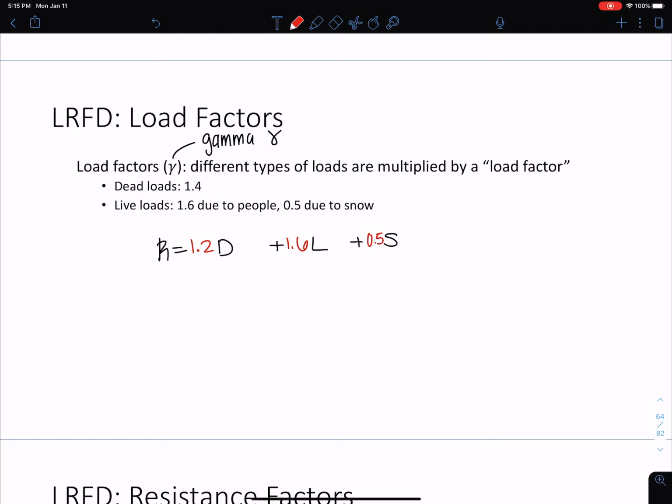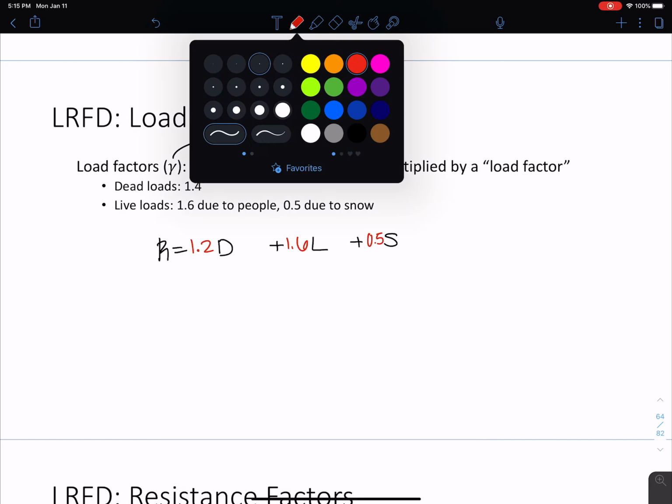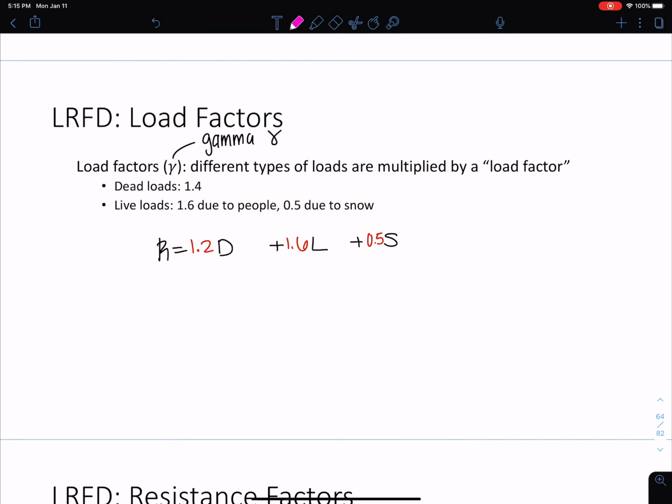Okay, so this is a little different than ASD, where in ASD, our factor of safety had to be greater than 1. Our gammas don't have to be greater than 1. And the reason for that is these gammas are based on probability that the loading will occur for all of the events stated here. Okay, so let me pull back and explain this a little bit better. Let's say we have a building.